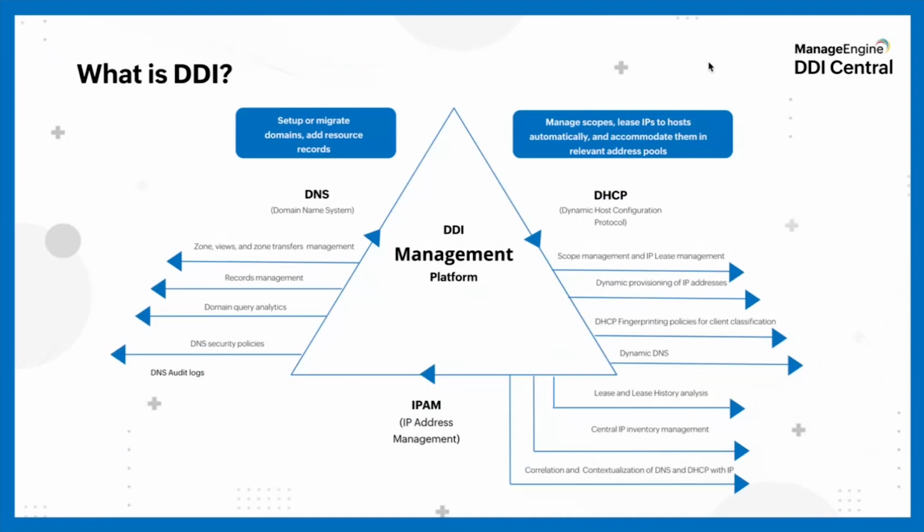DDI is a comprehensive network management solution that unifies three core network services: DNS, DHCP, and IPAM. It enables you to take complete control and gain holistic as well as deeper visibility into the configurations of these three services. With a DDI solution, you can easily define and manage scopes, dynamically lease IP addresses to hosts, set up custom DHCP fingerprinting policies, manage DNS zones, views, and records, set up DNS security policies, analyze DNS query traffic, review audit logs, and manage dual stack IP address inventories of your network, all through a single window.